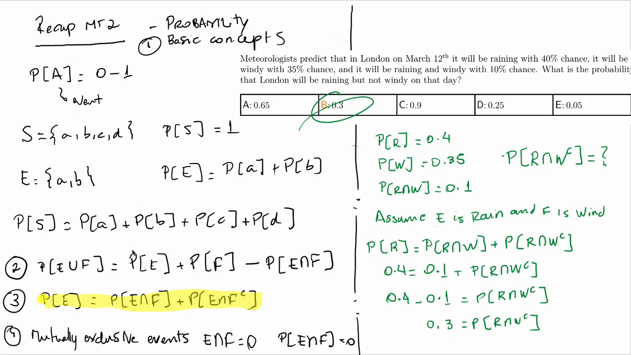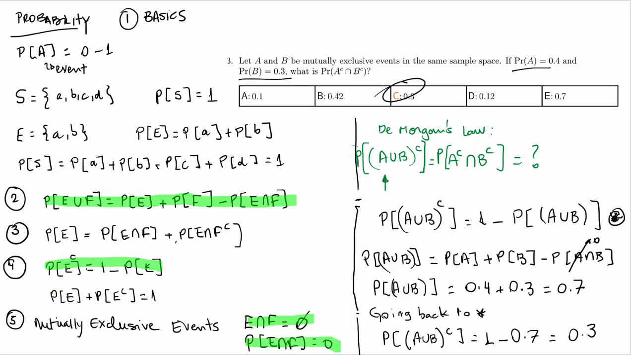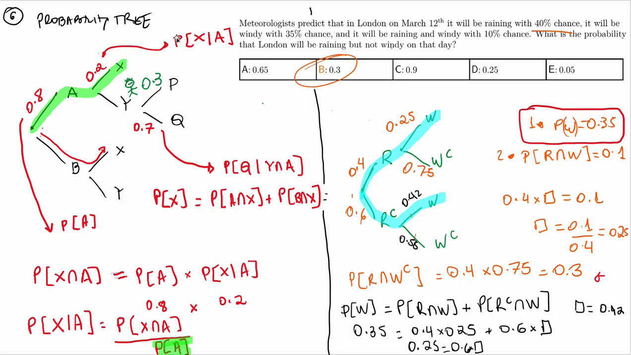So we saw the basic concepts, we saw formulas for the union, we saw the formula of the intersection with the complement. We learned about mutually exclusive events. Then we saw probability trees, which kind of encapsulate all the concepts. You can solve problems both ways, right?